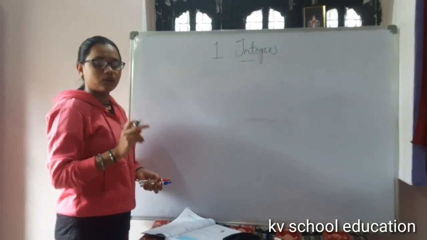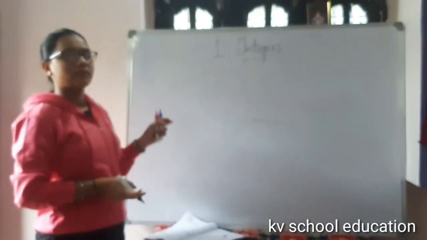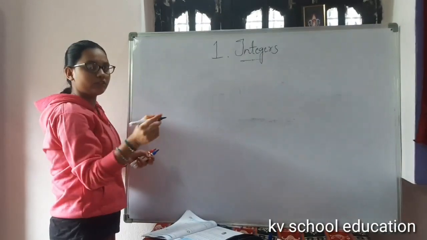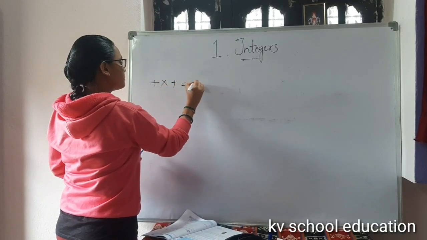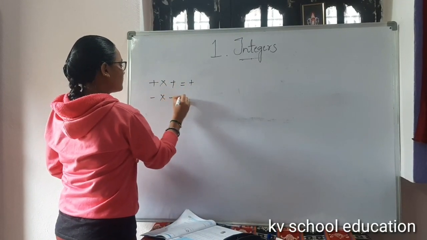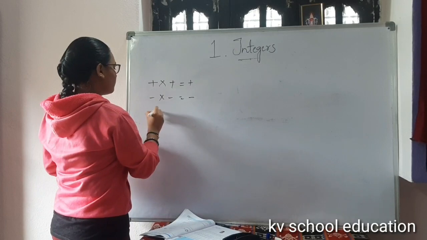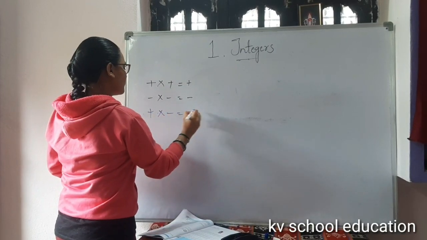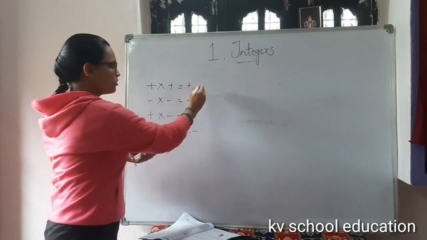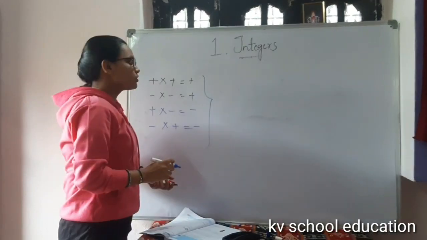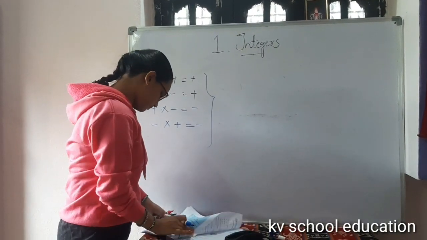Now we will solve the problems under multiplication and division. First of all we will write the four proformas: plus into plus is plus, minus into minus is plus, plus into minus is minus, minus into plus is minus. These are the 4 important ones we should learn. Now we will solve one problem.